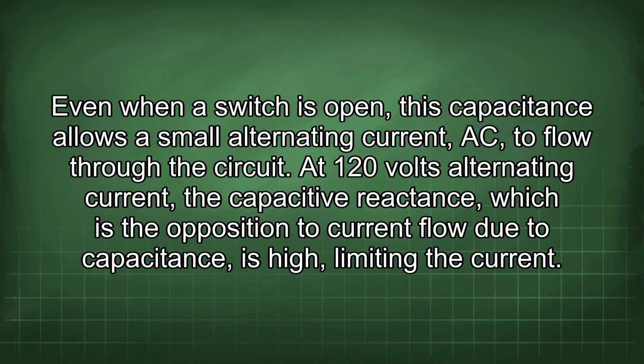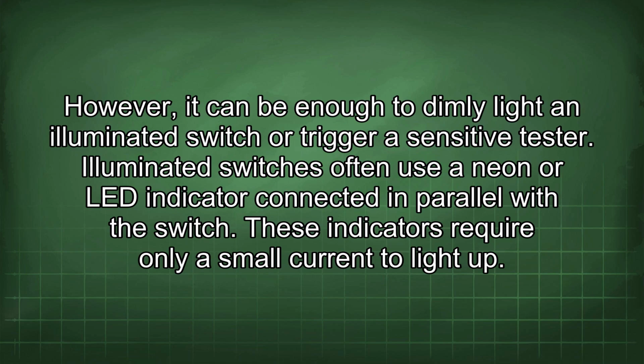Even when a switch is open, this capacitance allows a small alternating current, AC, to flow through the circuit. At 120 volts alternating current, the capacitive reactance, which is the opposition to current flow due to capacitance, is high, limiting the current. However, it can be enough to dimly light an illuminated switch or trigger a sensitive tester.